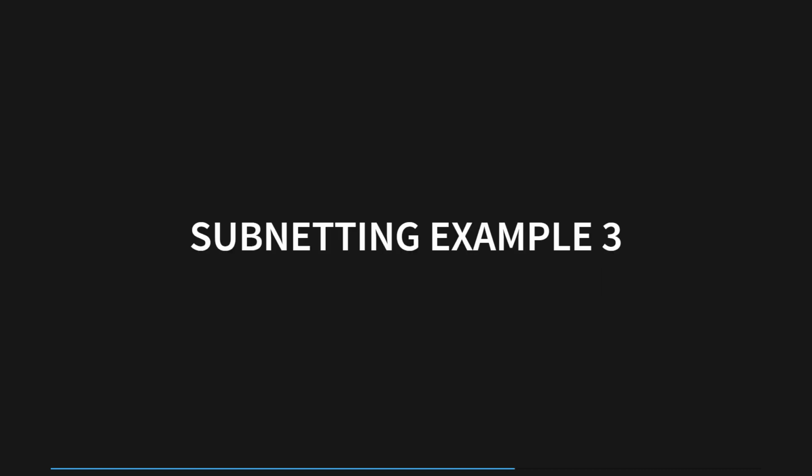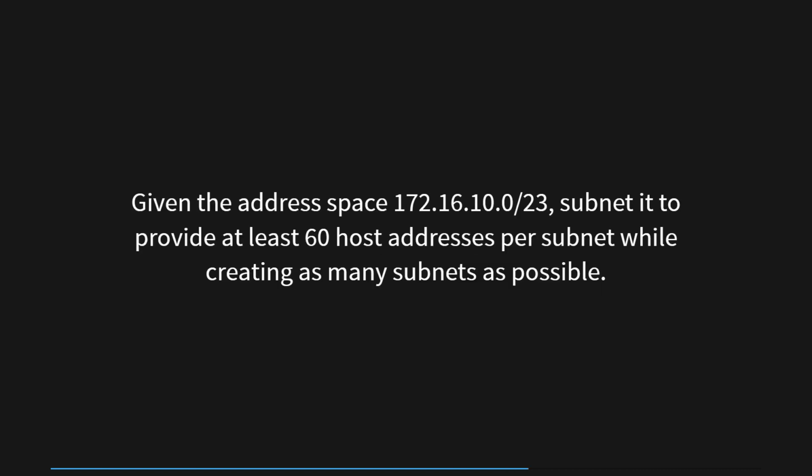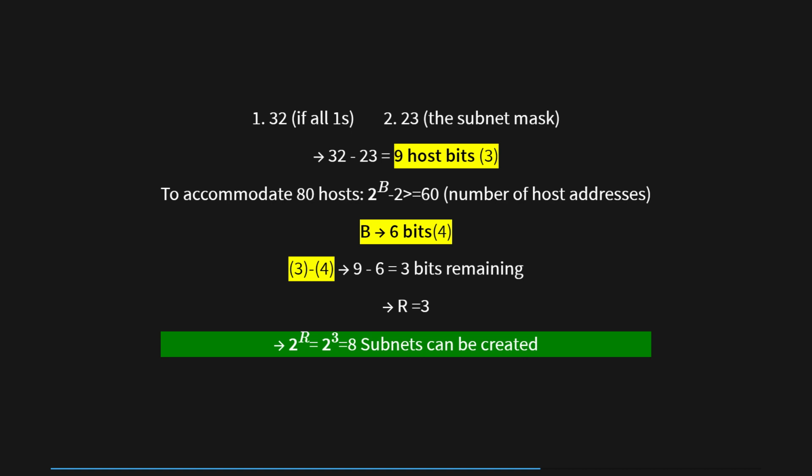Subnetting example 3. Given the address space 172.16.10.0/23, subnet it to provide at least 60 host addresses per subnet while creating as many subnets as possible. Step 1. We have 9 host bits, leaving 6 bits for host addresses. 2 to the power of 6 minus 2 is equal to 62 host addresses per subnet.